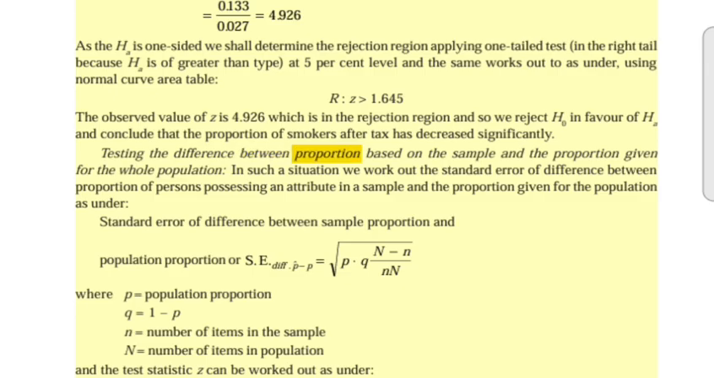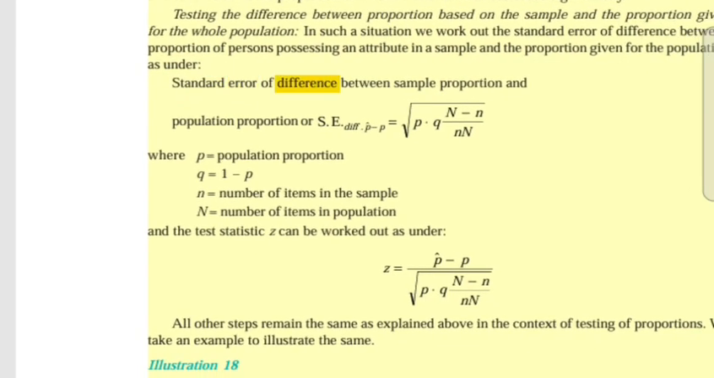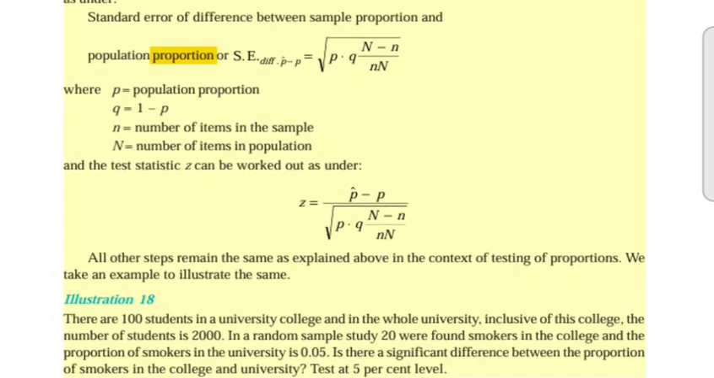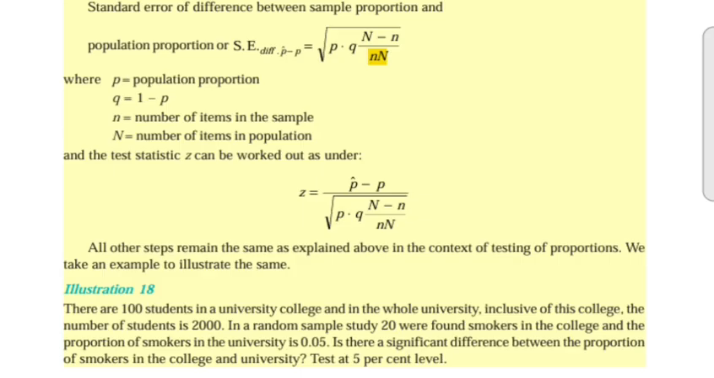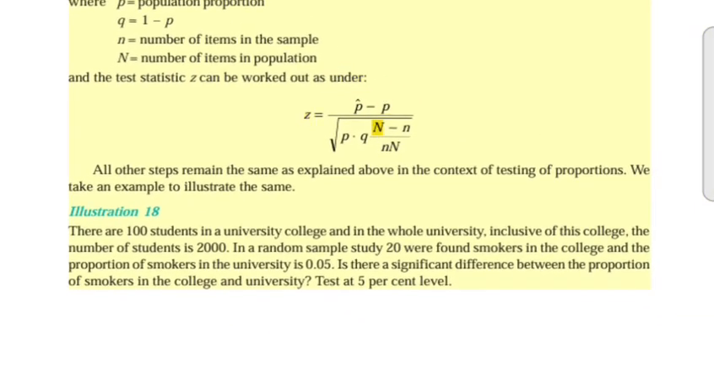Testing the difference between the proportion based on the sample and the proportion given for the whole population. In such a situation we work out the standard error of difference between the proportion of persons possessing an attribute in a sample and the proportion given for the population as under. Standard error of the difference between sample proportion and population proportion, where P equals population proportion, Q equals 1 minus P, n equals the number of items in the sample, and N equals the number of items in the population, and the test statistic Z can be worked out as under. All other steps remain the same as explained above in the context of testing of proportions.